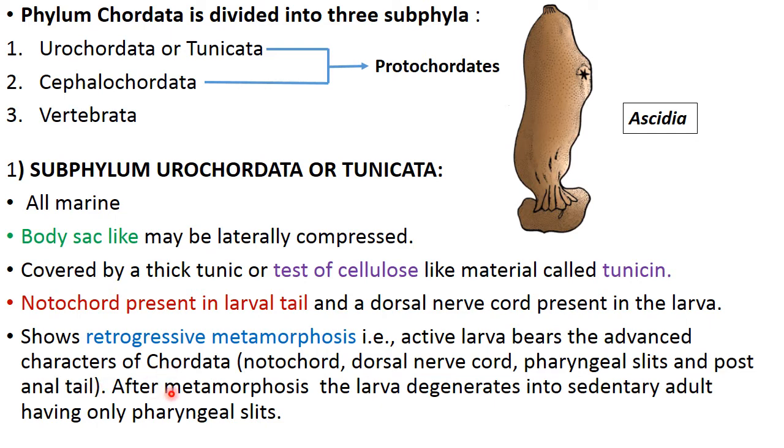But after metamorphosis, the adult loses all these features, and what is left with them is only the pharyngeal gill slits. So this is what is called retrogressive metamorphosis, where an active larva with advanced features will change into an adult which will be more simple and more degenerate than the larva. So that is why this is called retrogressive metamorphosis.